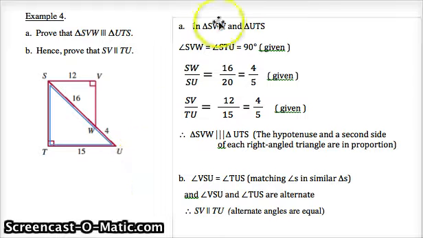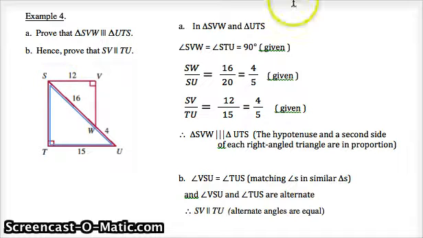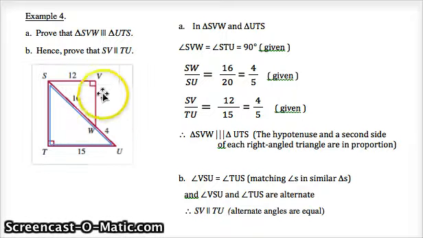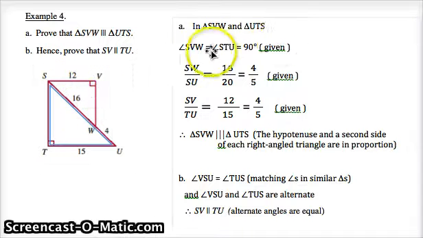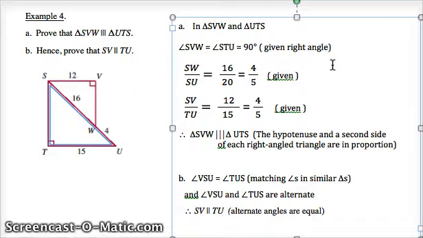All right, so first let's just start with any angles that we can see. Now we can see that in these two triangles that angle SVW is equal to angle STU because they are both equal to 90 degrees. They're both right angles and that's given. So I've just put it up there. That angle SVW equals angle STU equals 90 degrees given that they are right angles.